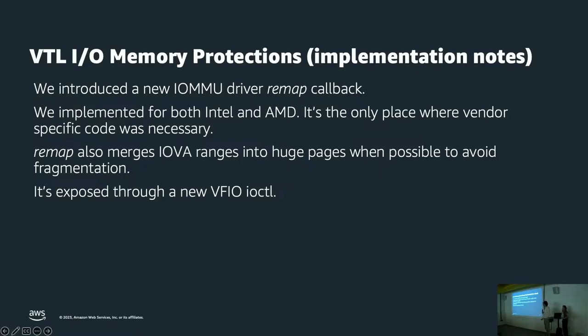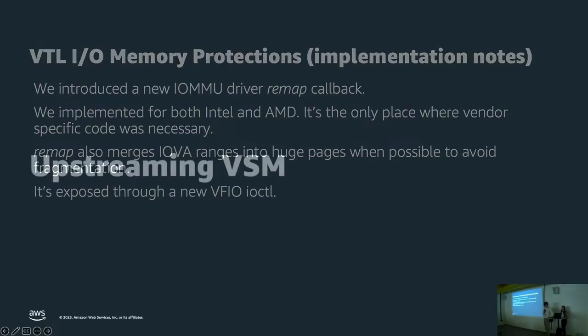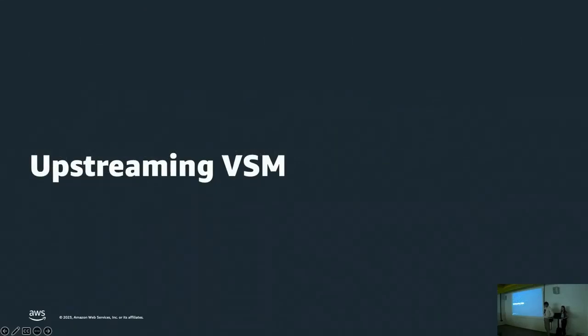We also had to implement merging back into huge pages, because VSM has this pattern where it will protect a memory range, do some work, and unprotect it. So that was fragmenting page tables a lot, and this is hurtful in terms of memory consumption, as well as if you're trying to do live migration, it's not ideal. And yeah, we expose everything through a VFIO ioctl, nothing special about that, just going over the VM's IOMMU domains. So what are our plans for upstream?